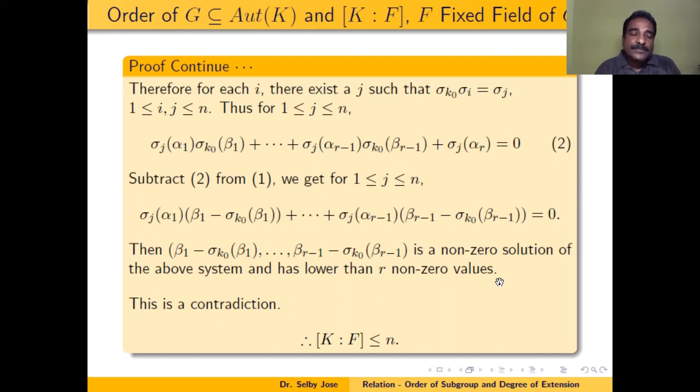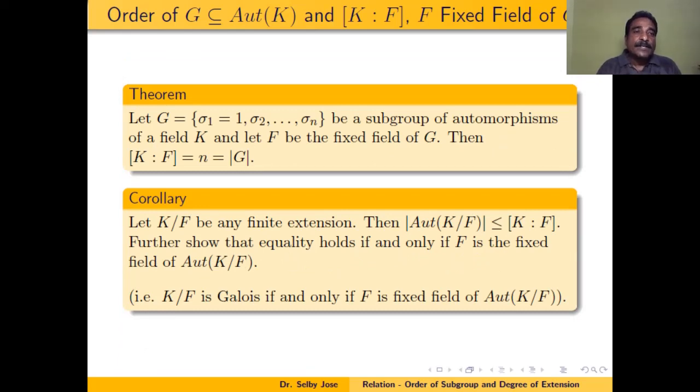So in the last session, we proved that the degree of extension of K over F is greater than or equal to n in the same situation. So combining these two theorems, we get: if G is a subgroup of the automorphism group of field K and F is the fixed field of G, then the degree of extension K over F is the same as the order of the group G. So we have a corollary to it.